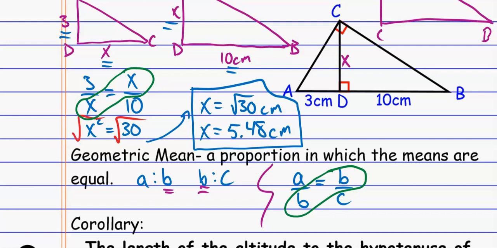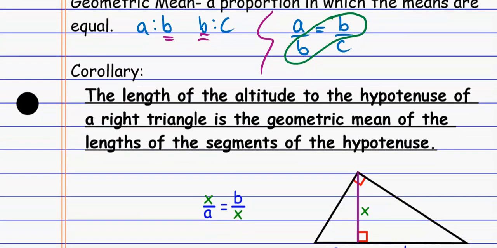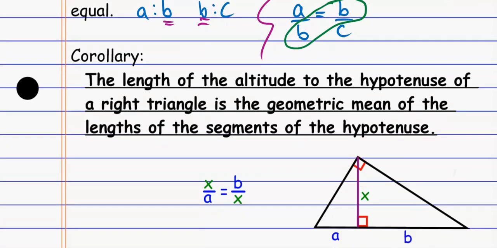And so this leads us to this corollary that we're about to state. Essentially, we're just going to say what we just discovered, and that's that x right here, the altitude, is the geometric mean between these two pieces. Okay? And so that's what this says. It says, hey, the length of the altitude to the hypotenuse of a right triangle is the geometric mean of the lengths of the segments of the hypotenuse.